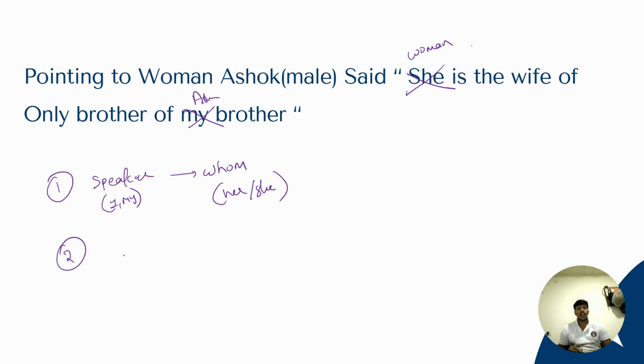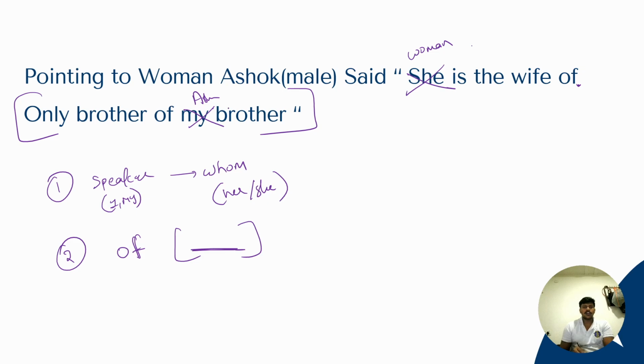Next one, identify where you are having 'of' and solve that part first. For example, in my case, I'm having 'of' here, so this is the last 'of'. Solve this first. So only brother of Ashok's brother. So Ashok is here. Anyway, we are having one more 'of', so let's go here. So first, the last 'of', and you have to move forward by solving one by one. So here I'm having 'of' here. So I'm going to draw. First, I'm going to solve this part.